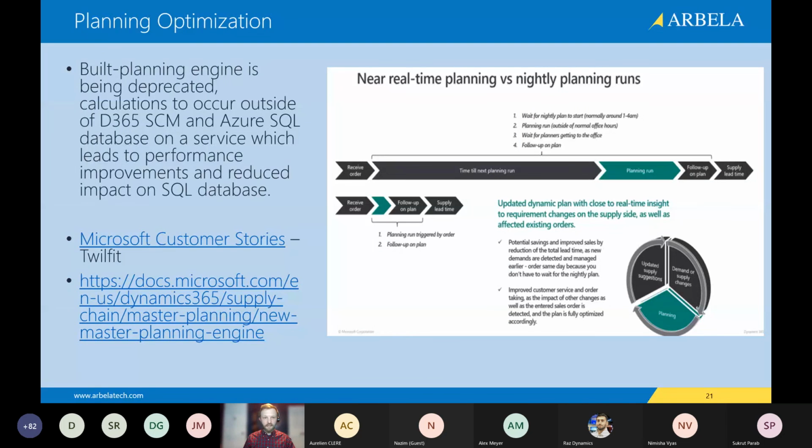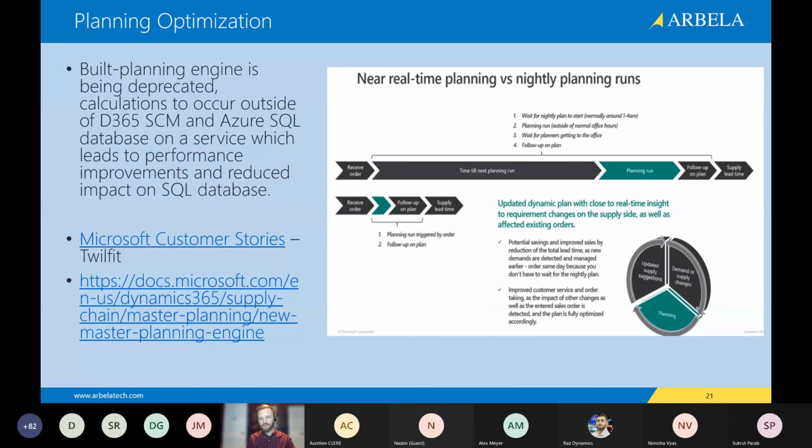And then one of the last things I'd like to talk about is one of the newest and biggest changes we'll see in the supply chain this year. So planning optimization. As we all know, master planning in Dynamics has always been one of the most labor-intensive processes. You always had to run it at night because it ran on the server. It slowed down user processing.